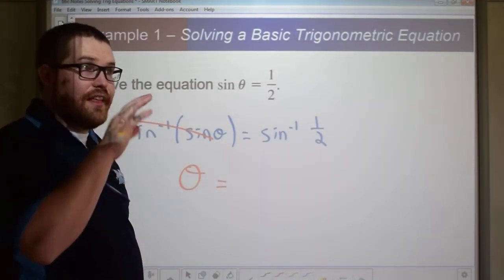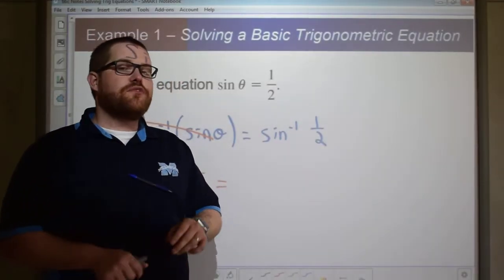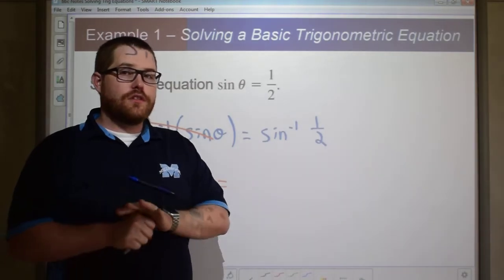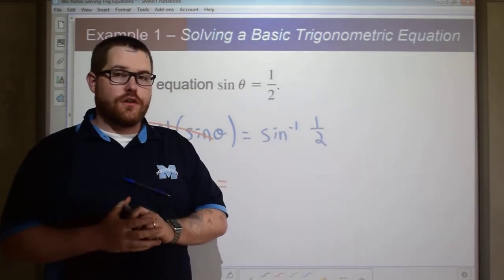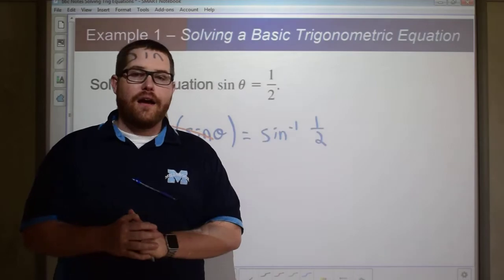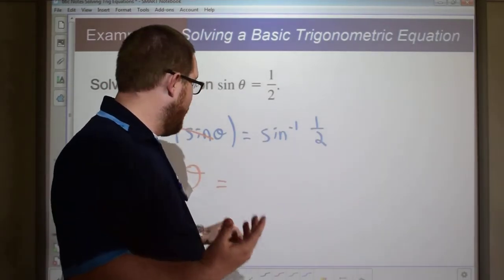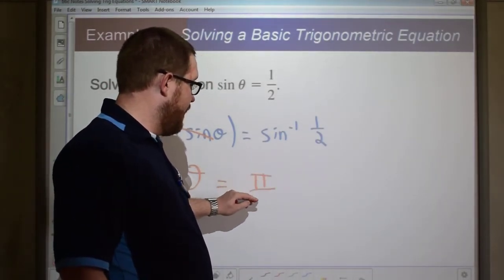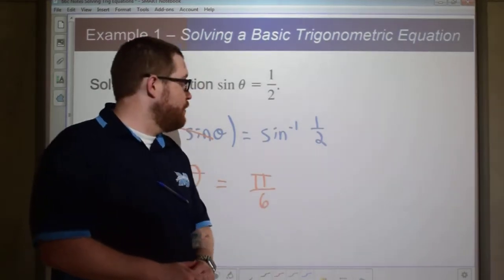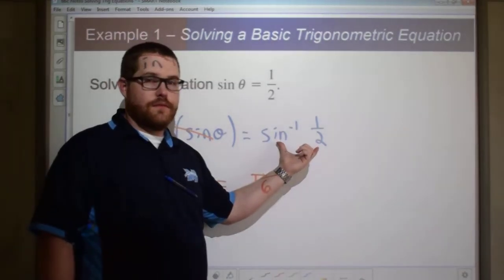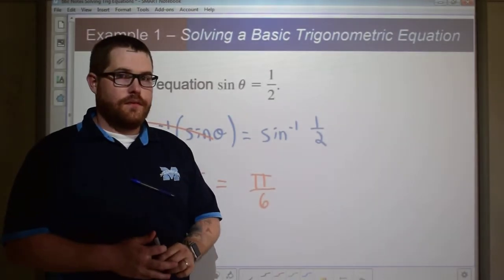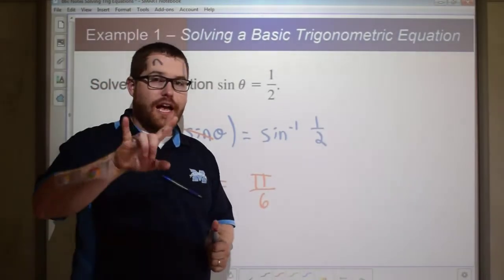Here, though, I have to think a little bit. Give me 2 angles on the unit circle that have a sine of 1/2. Well, the one that's most common is this one, pi over 6. And normally, if this was all that was written, we'd only give one answer. But I need to give 2 answers because there's actually 2 answers.